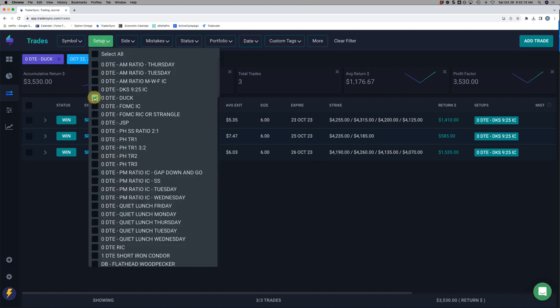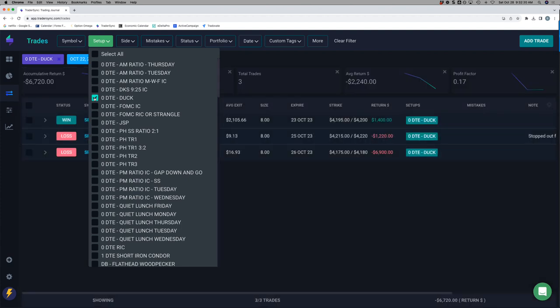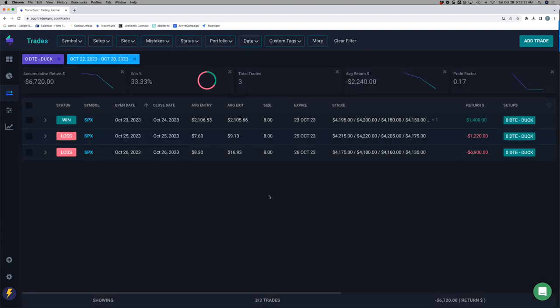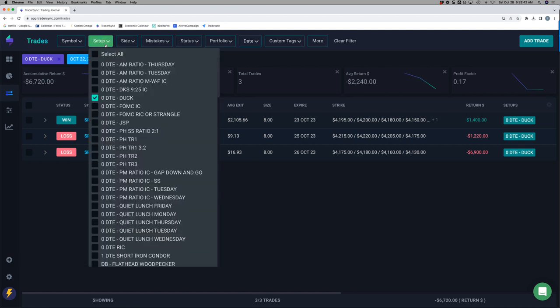The 0DTE ducks continue to struggle. Had three of those. Friday was a $6,900 loser. Wednesday was a $1,200 loser. And Monday was a $1,400 winner. So minus 6,700 on the ducks. I'm going to be doing some planning for my November trade plan, and it may be eliminating the ducks. They have just not been so great.